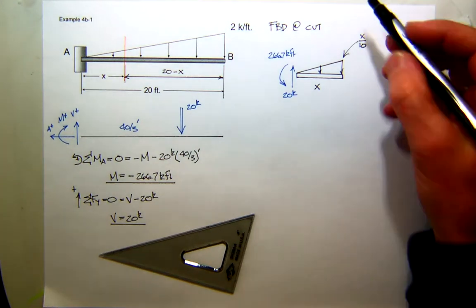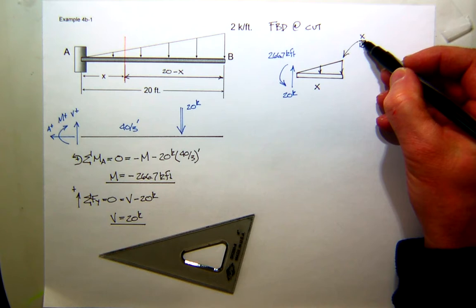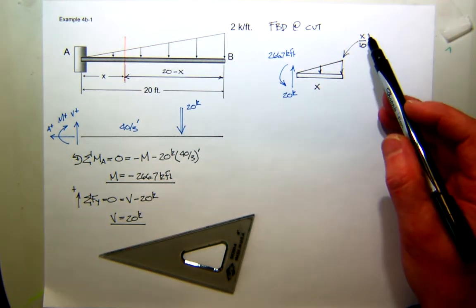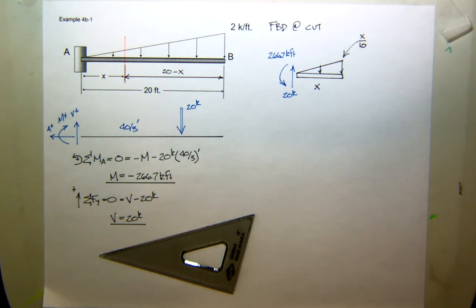And you can check it. When x is equal to 0, what should you get? 0, and that's right. When x is equal to 20, 20 over 10 is 2. So it seems to work. Any questions about that?